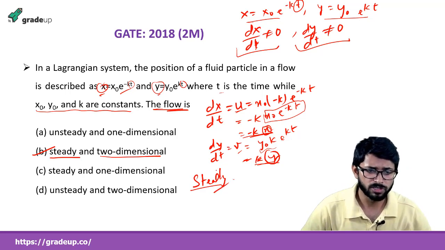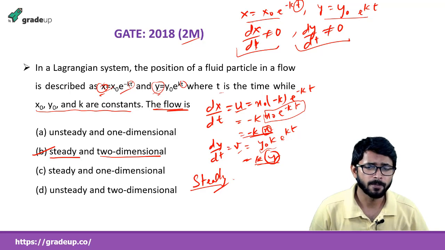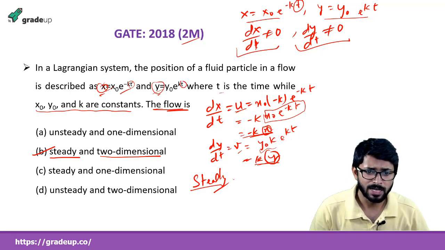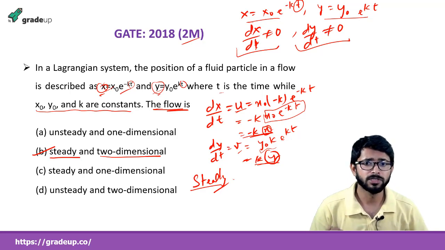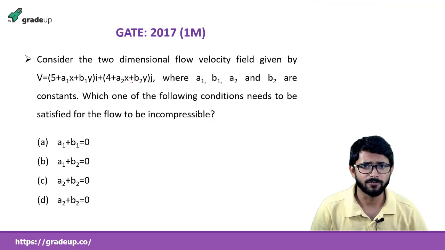So this is how the question is asked. It is a 2 marks question, because the student can be confused about x and y. x and y are the position coordinates. The question is asking about the flow, so we have to find the velocity field. The velocity field comes out to be independent of time, so it is a steady flow.